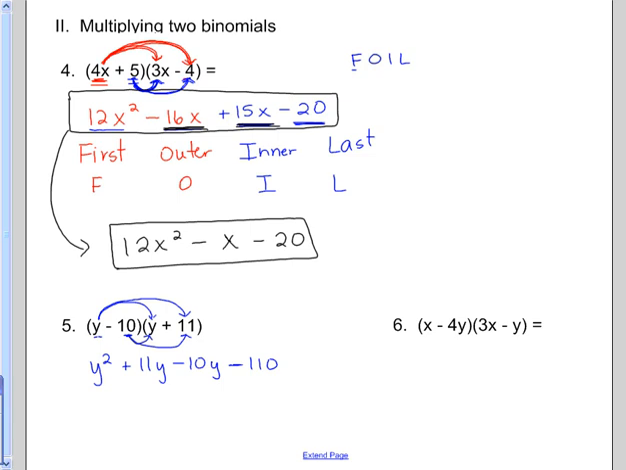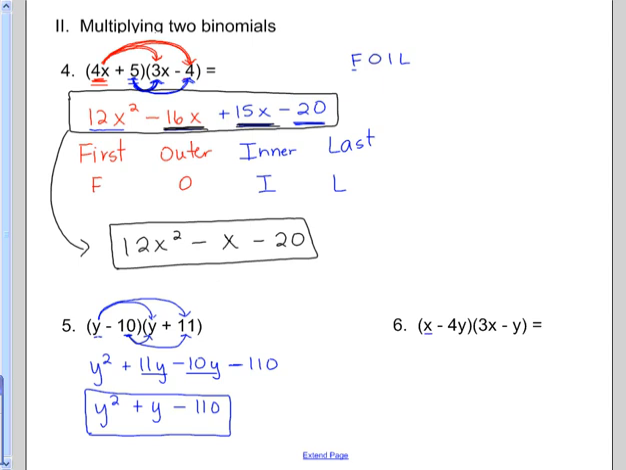Then we look at our problem and ask, what can we put together? Y squared comes down, and we have like terms. Positive 11y and negative 10y would be positive 1y, minus 110. So this would be my final answer, which this time also was a trinomial. All right, number 6.